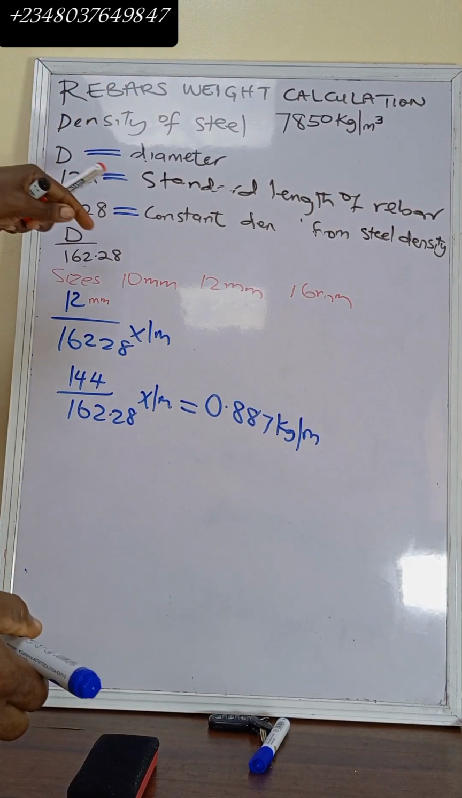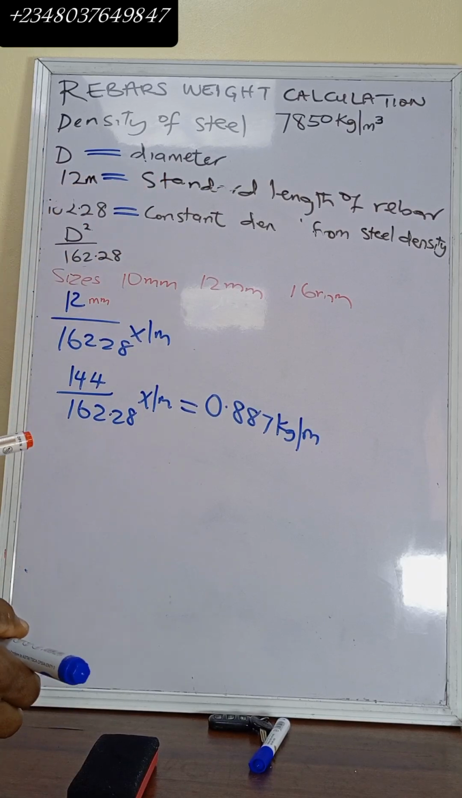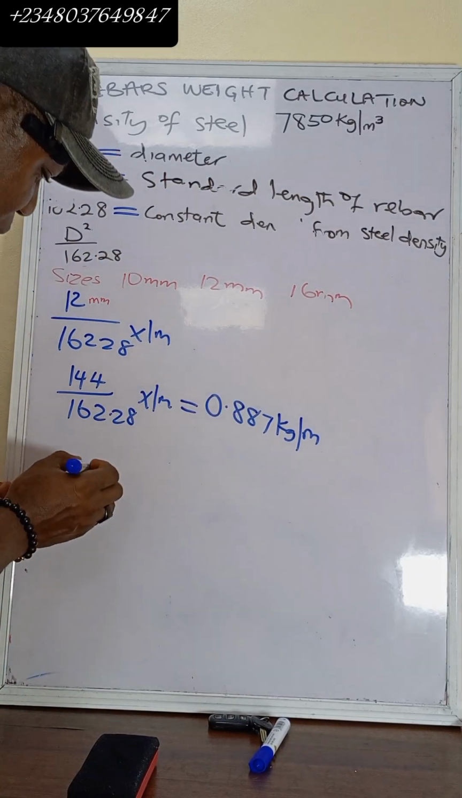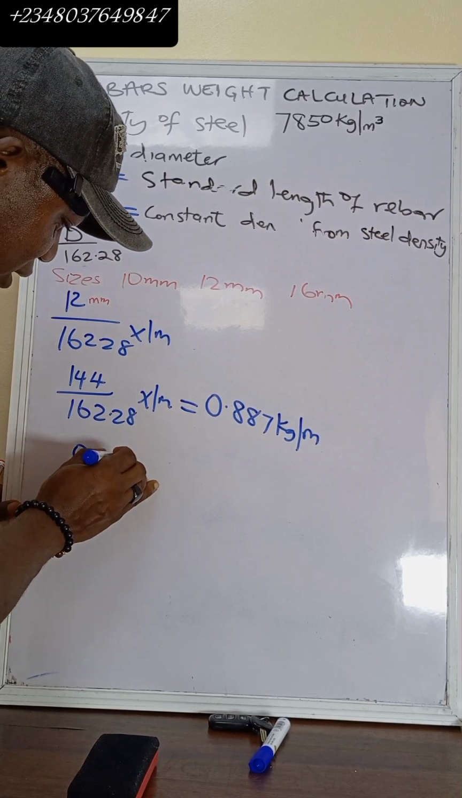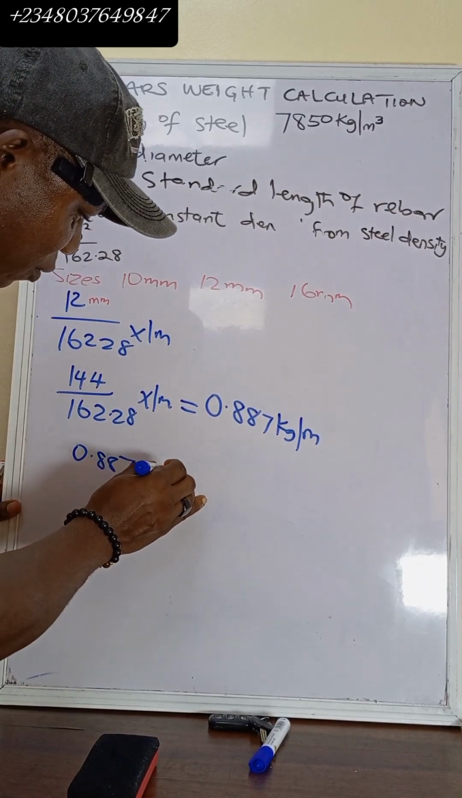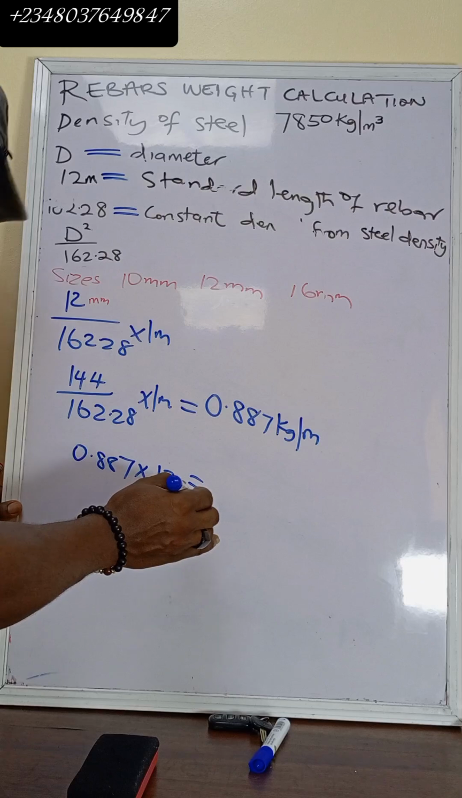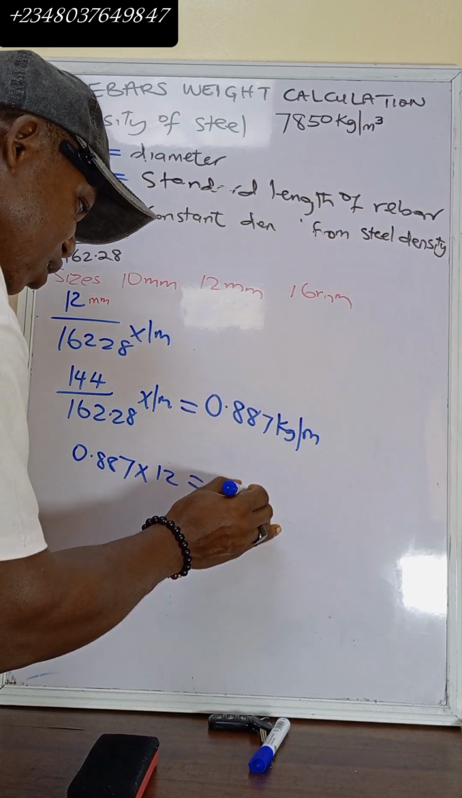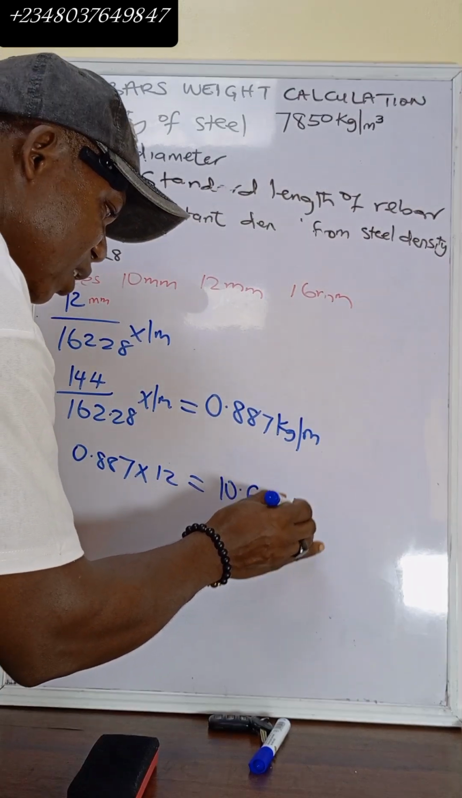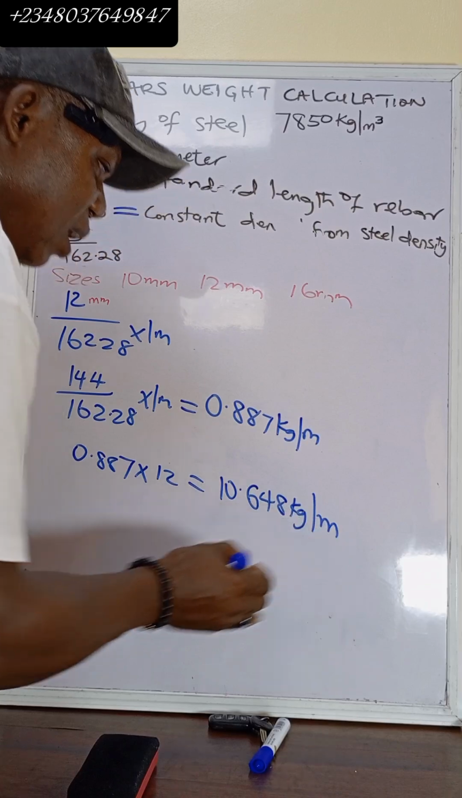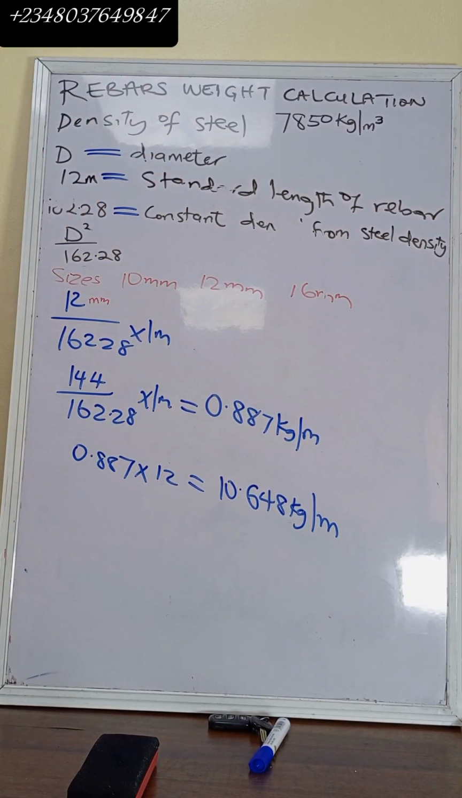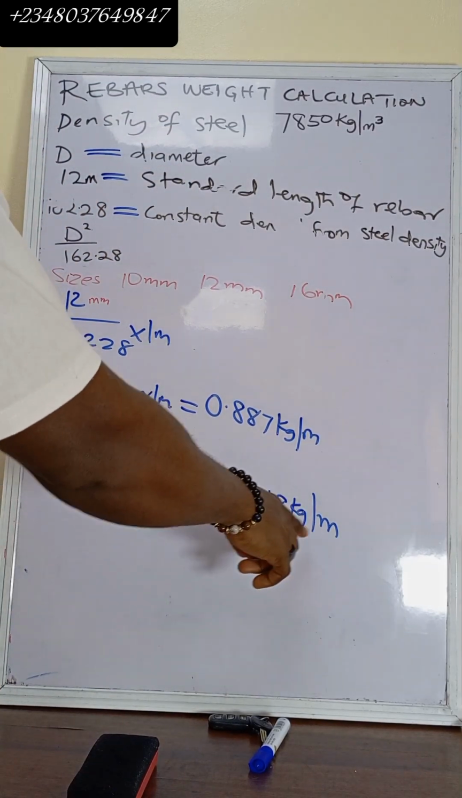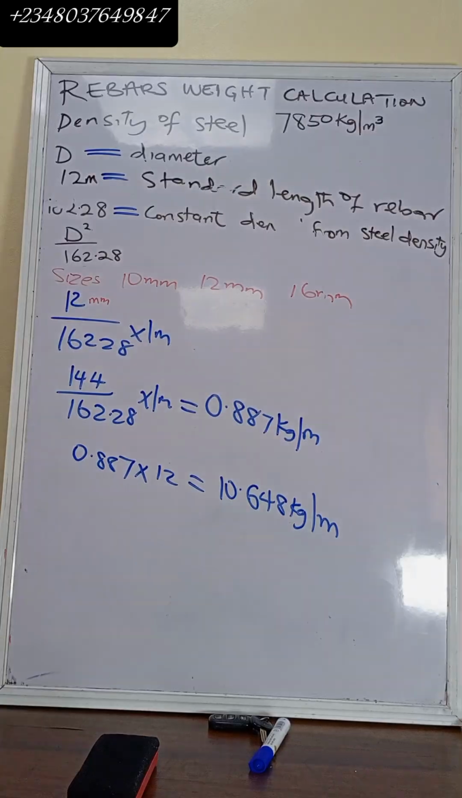Since we said the standard length of a steel bar is 12 meters, what we are going to do is multiply 0.887 by 12. This will give us 10.648 kilogram. So this is the weight of one standard length, which is 12 meters, of 12 mm.